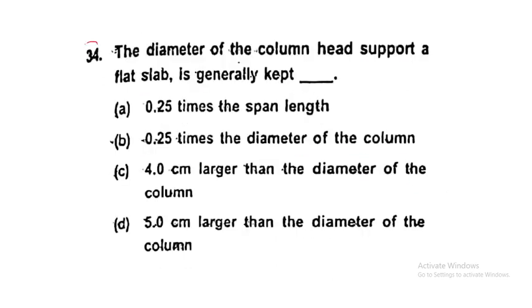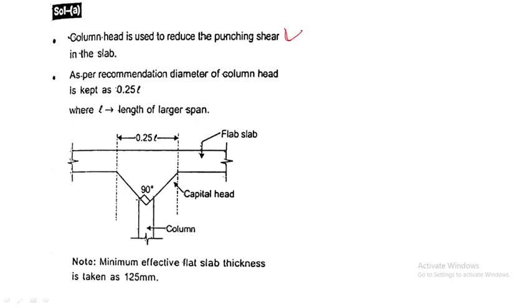Next question, question number 34. The diameter of the column head supporting a flat slab is generally kept. The diameter of the column head. What is the column head used for? First of all, remember, the column head is used to reduce the punching shear in the slab. As per recommendation, the diameter of the column head is kept 0.25 times the length, where L is the length of the larger span.